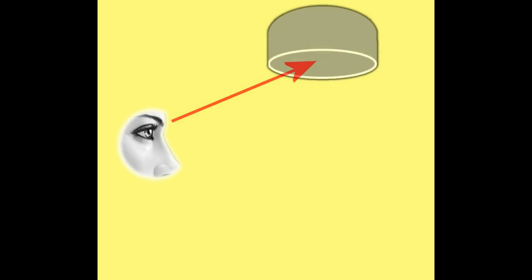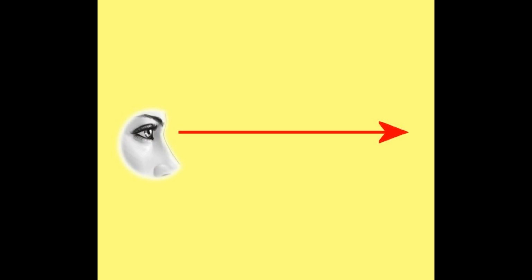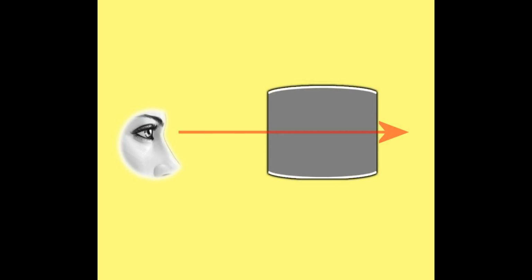Similarly, if you're looking up at something, you're probably going to see the bottom of it, like the bottom of this cylinder, which is hovering in the air. The last situation is when you're looking directly at an object. In this case, you can't see the top nor the bottom of a cylinder that is directly at your eye level.